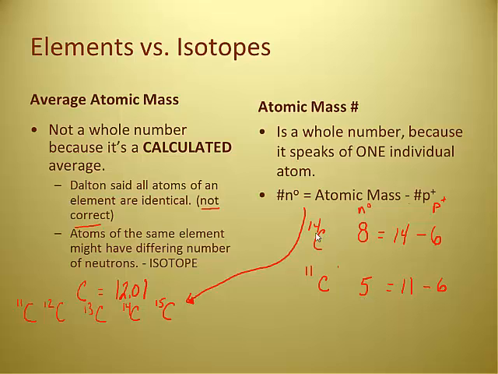And what's interesting here is that carbon 14 is radioactive, whereas carbon 11 is not so radioactive. So when Dalton said that all atoms of the same element are identical, he was wrong. One type of carbon is radioactive, whereas another type is a little bit more stable.